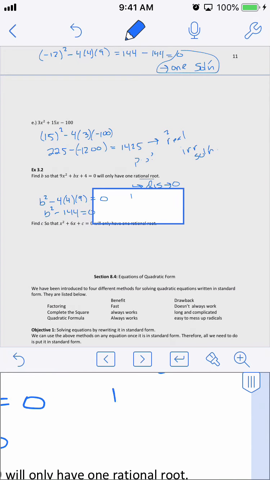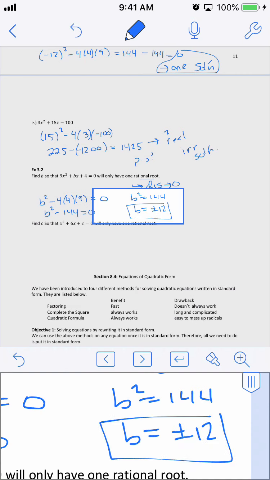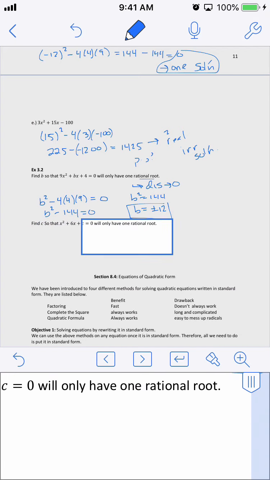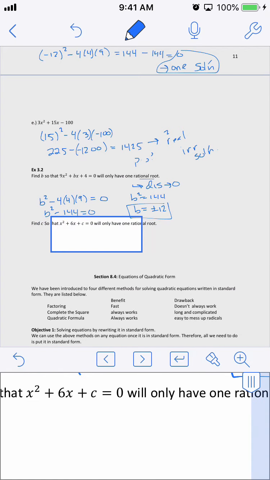Solve that real fast. We get b squared is equal to 144. Take the square root, plus or minus 12. And yes, it's plus or minus. Minus would also be there because I could square it and get the 144. So I actually have 2 different quadratics that would give me one answer: 9x squared plus 12x plus 4, or 9x squared minus 12x plus 4. Either one of those would work. All right, let's do another one now. Try this one on your own. See if you can find where it only has one rational solution.